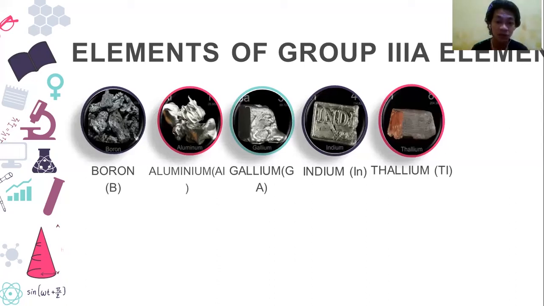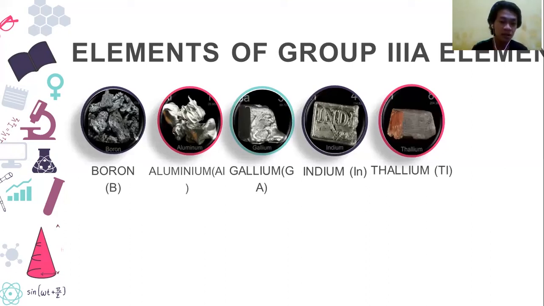The importance of its presence is in the compound gallium arsenide, which is used as a semiconductor, especially in light emitting diodes.